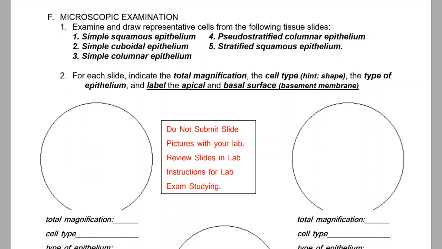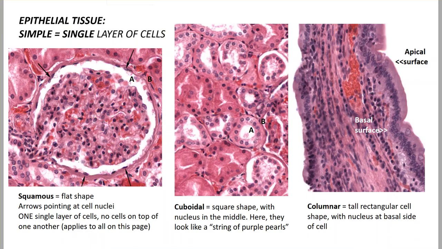And so here are the five epithelial tissues that you need to know. You have three simple tissues, which means a single layer, and two layered tissues where there's more than one cell on top of each other, or it looks like there is. All right, so simple epithelial tissues have a single layer of cells. You're going to see three shapes of it.